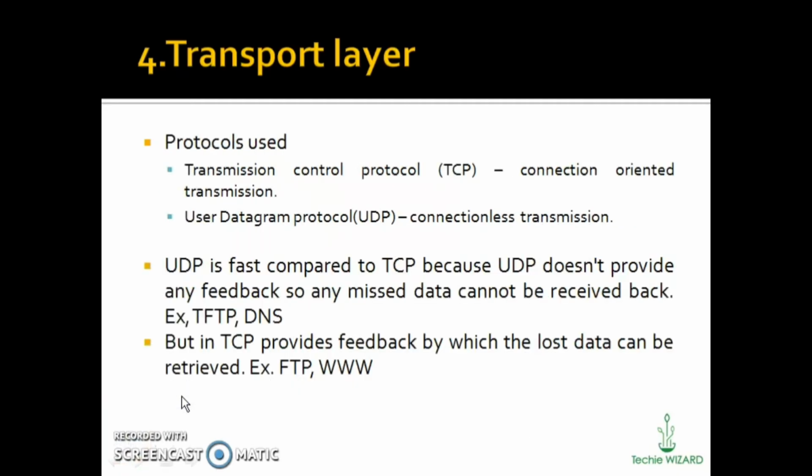The protocols used in the transport layer are Transmission Control Protocol, that is TCP, which is a connection-oriented transmission, and the User Datagram Protocol, that is UDP, which is a connectionless transmission. UDP is fast compared to TCP because UDP doesn't provide any feedback, so any missed data cannot be received back. For example, TFTP and DNS are examples of UDP. But TCP provides feedback by which the lost data can be retrieved. Examples are FTP and World Wide Web.